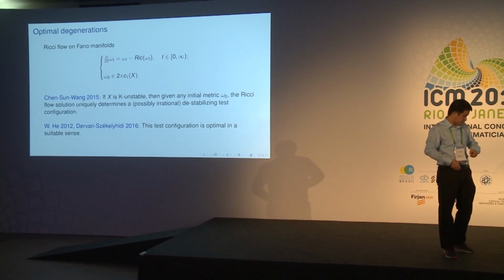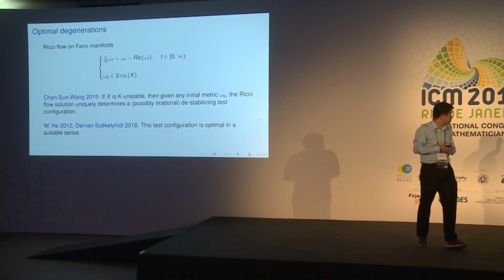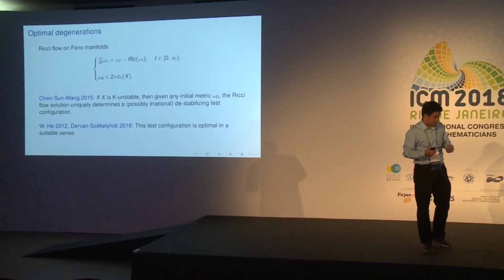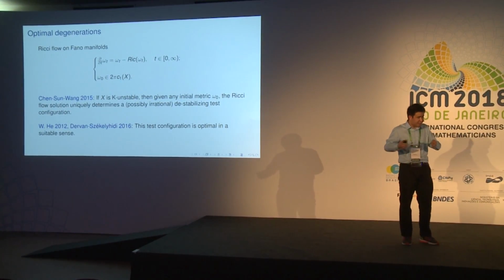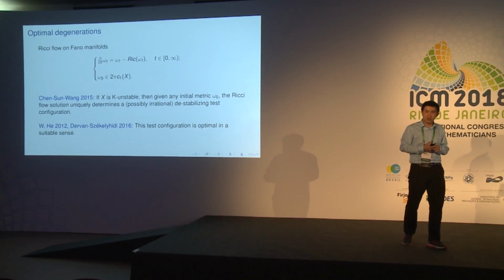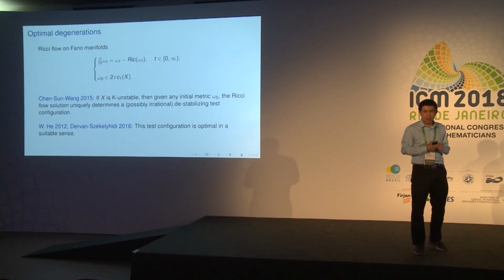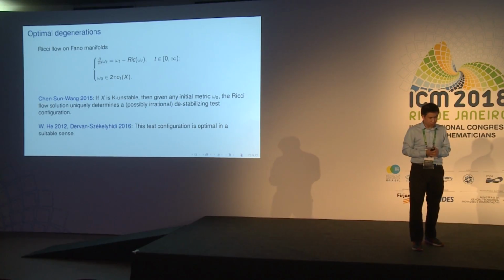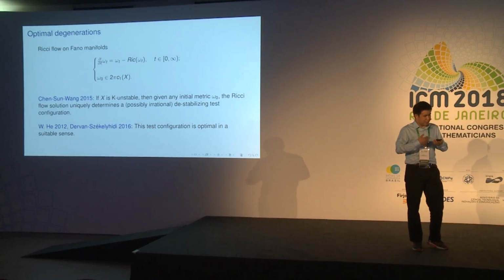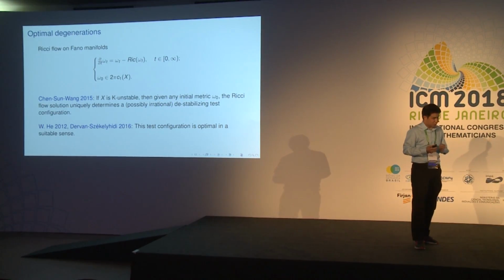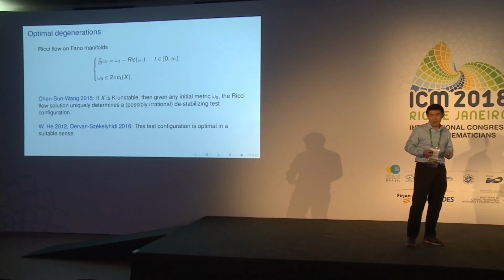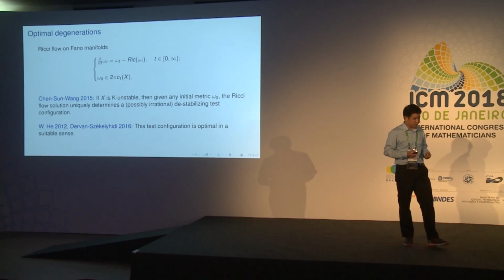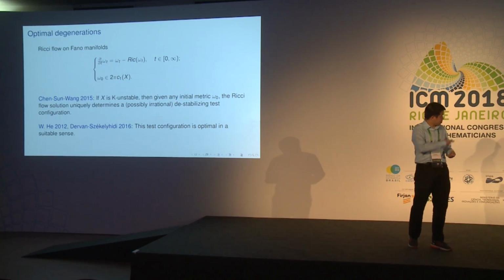So the second topic is on optimal degenerations and K-stability. When we have a manifold which is K-unstable, so you have a test configuration with negative Futaki invariant, then you want to get a canonical object associated to this manifold. You will not get a Kähler-Einstein metric, but you can try to get a canonical degeneration by following the Ricci flow. So Ricci flow is this equation.